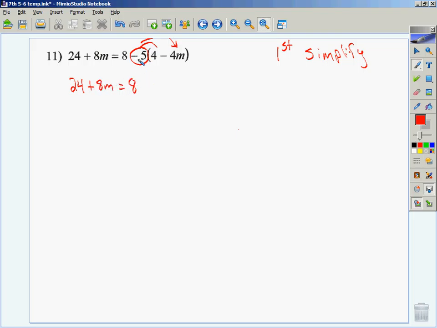So I have 8, a negative 5 times 4 is a negative 20. And a negative 5 times a negative 4m would be a positive 20m. I still should be looking to see if I can simplify anything, and I notice that I have like terms. So I'm going to go ahead and combine those. I have 8 take away 20, which would be a negative 12 plus 20m.